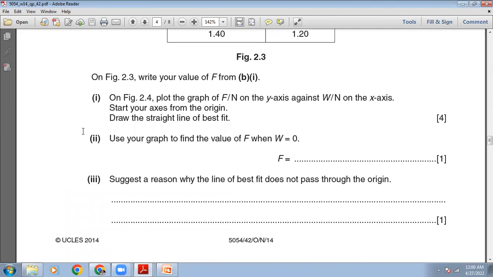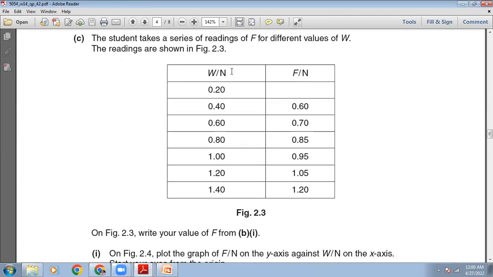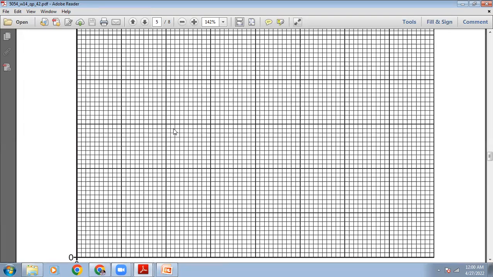Then the question is, on figure 2.4, plot the graph of F in Newtons on the y-axis against W in Newtons on the x-axis. Start your axis from the origin, draw the straight line of best fit. You can see this reading is going to be on the x-axis and these numbers are going to be on the y-axis. They are going from 0.2 to 1.4 and this is going from 0.45 to 1.20. So this is that figure which we have to plot.